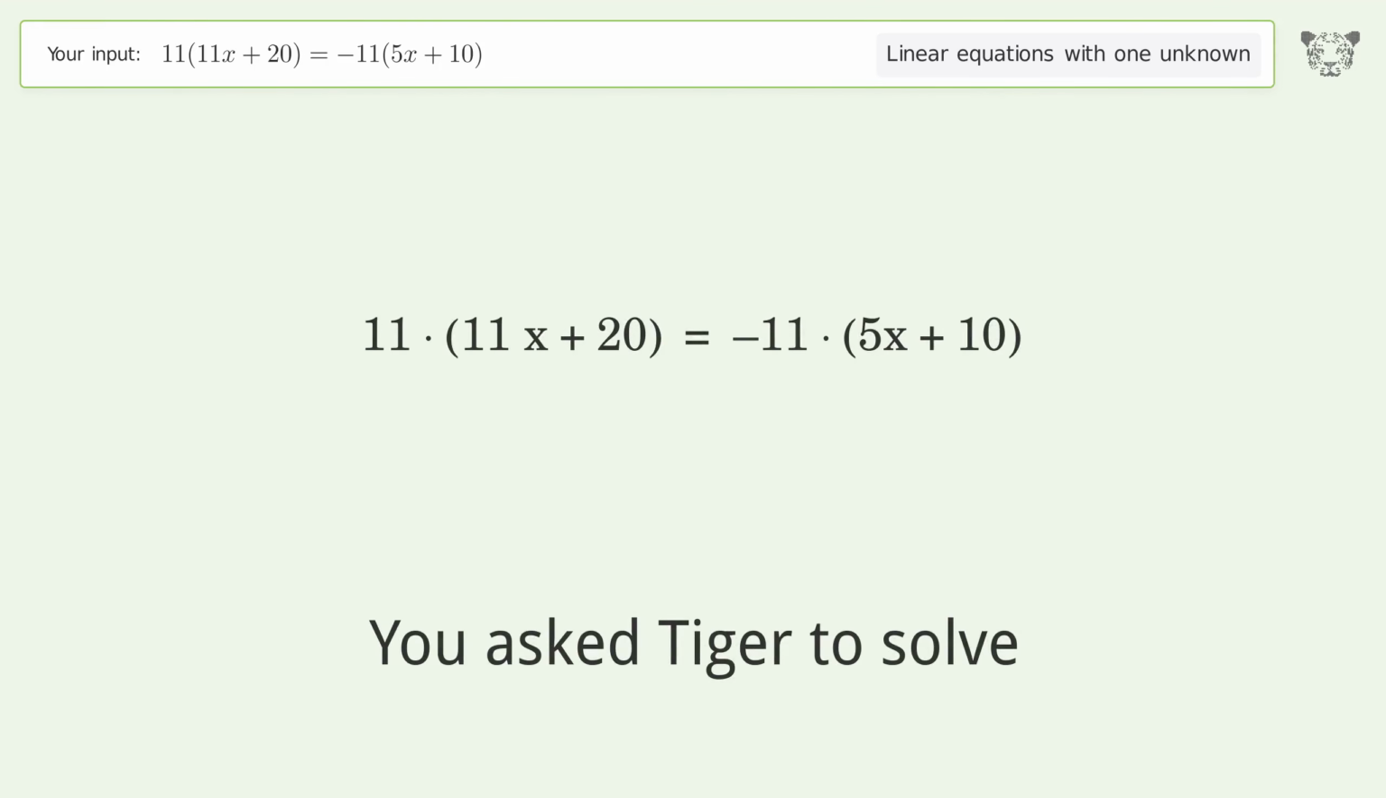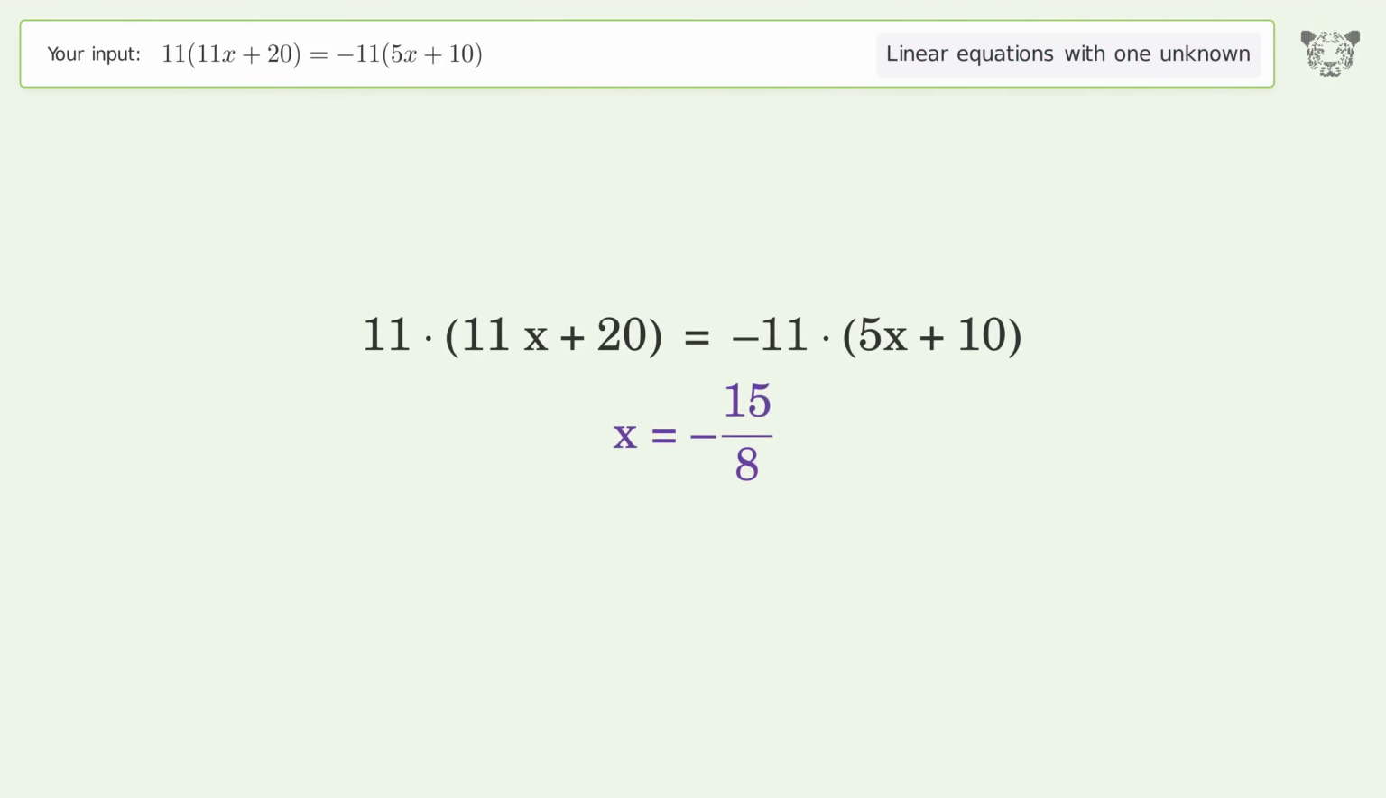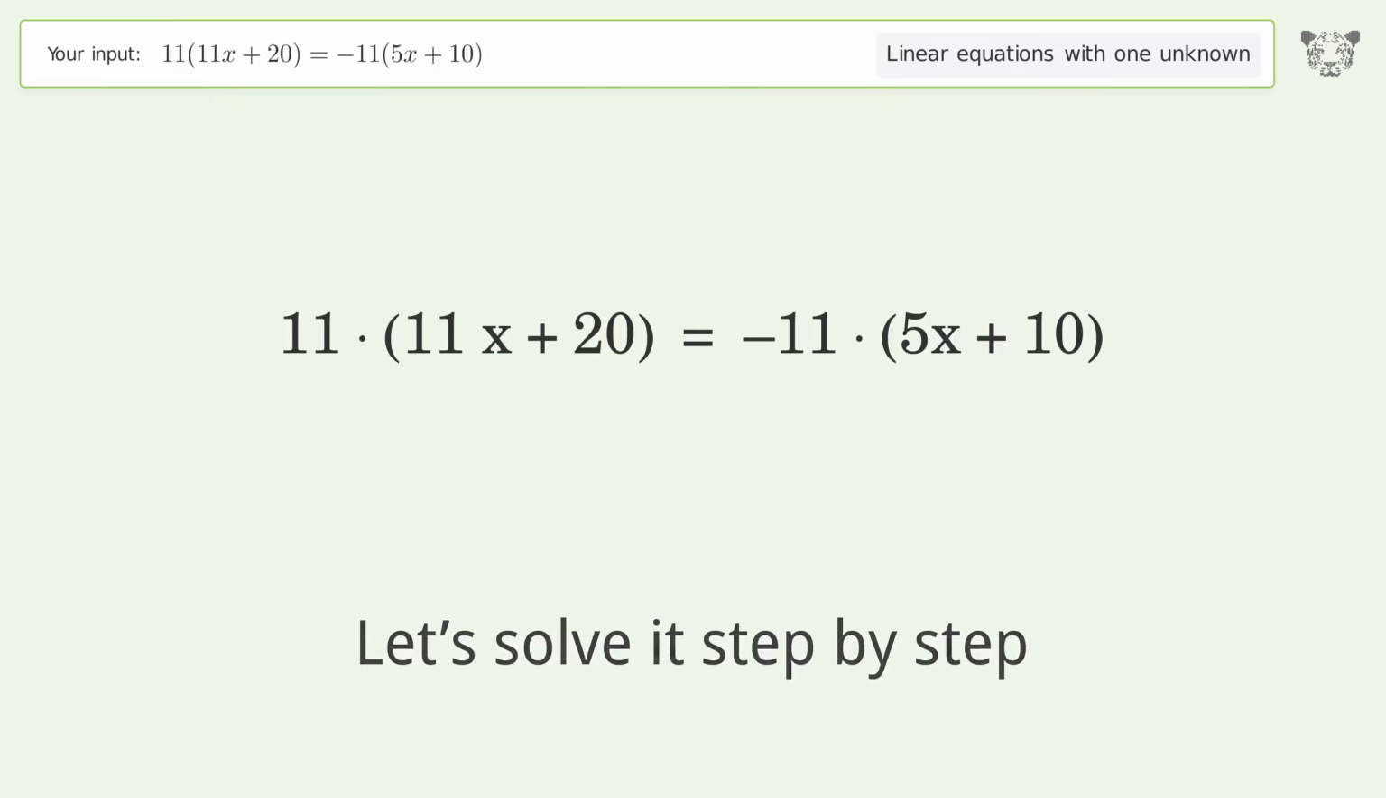You ask Tiger to solve. This deals with linear equations with one unknown. The final result is x equals -15/8. Let's solve it step by step.